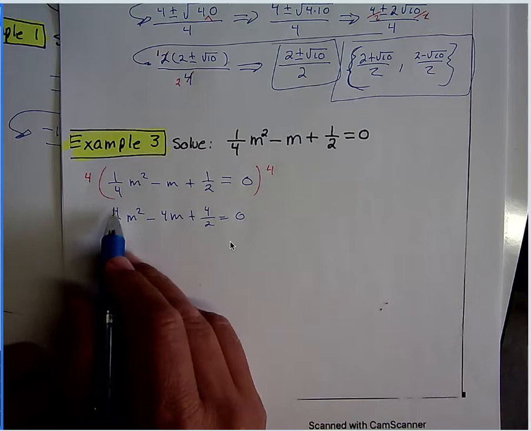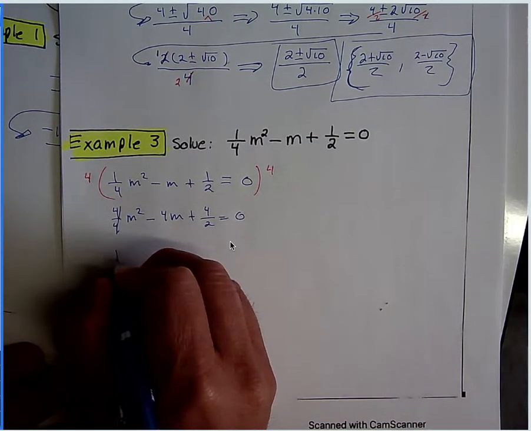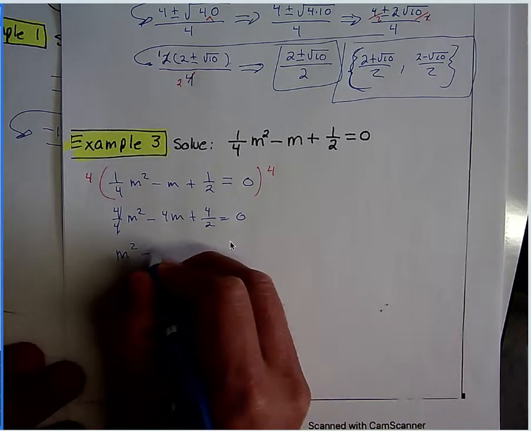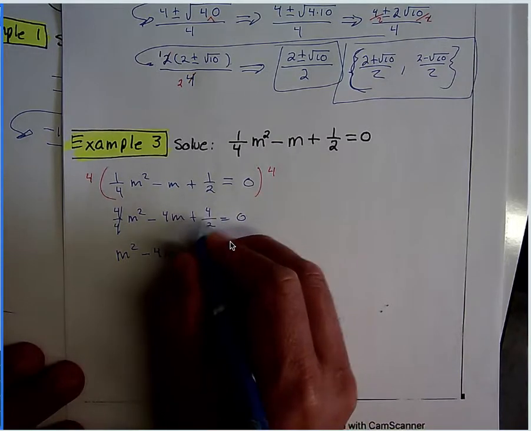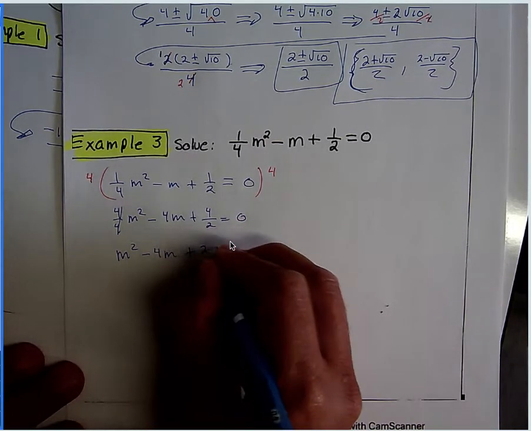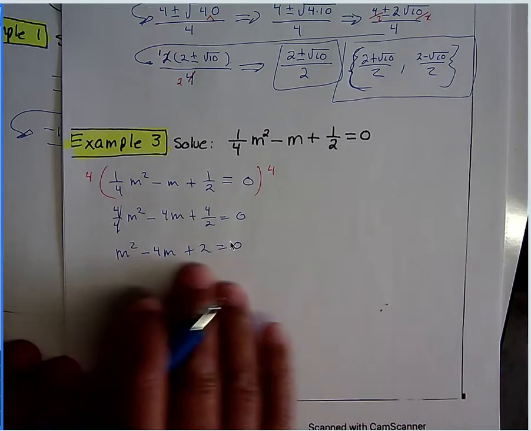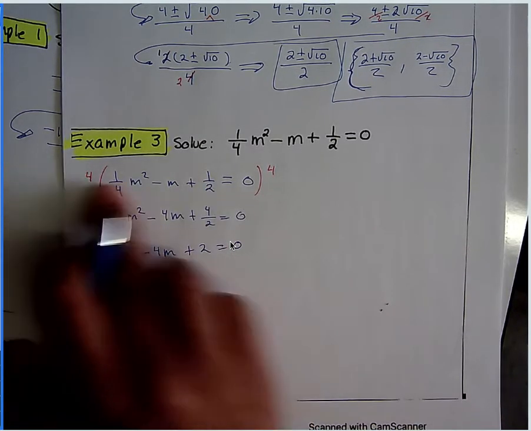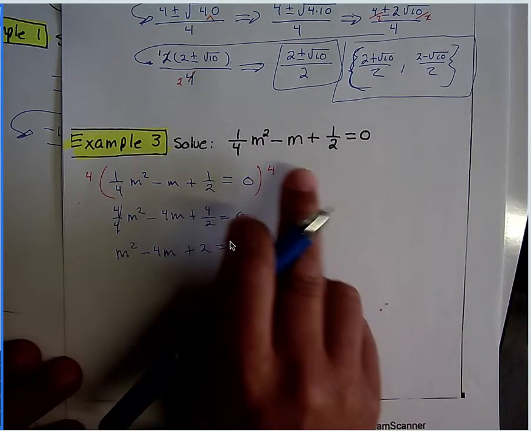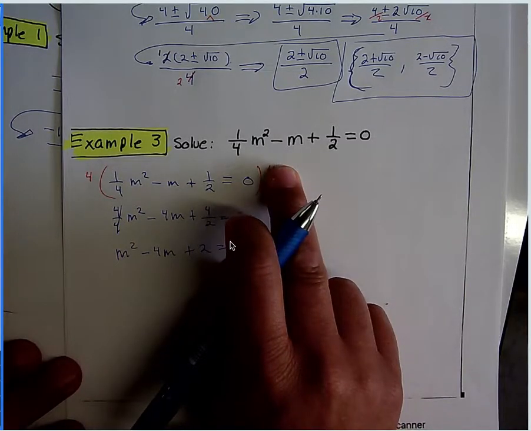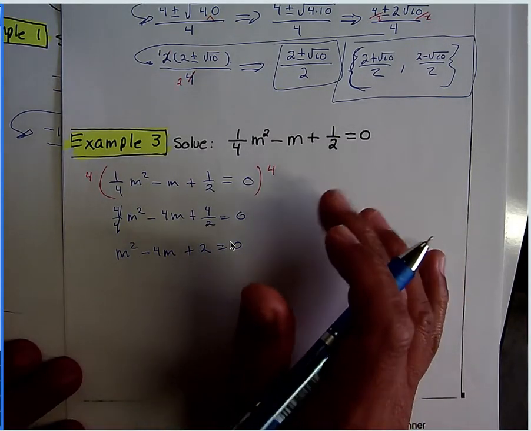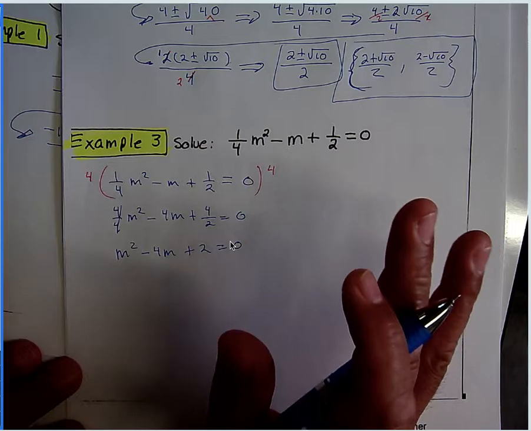So if you notice, 4 over 4 becomes a 1. So you get m squared minus 4m, and 4 over 2 is 2, and then this is 0. So this is allowed in mathematics because we are keeping the balance of the equation by multiplying both sides by this number. So we're not changing anything. It's still the same equation, it just looks different.